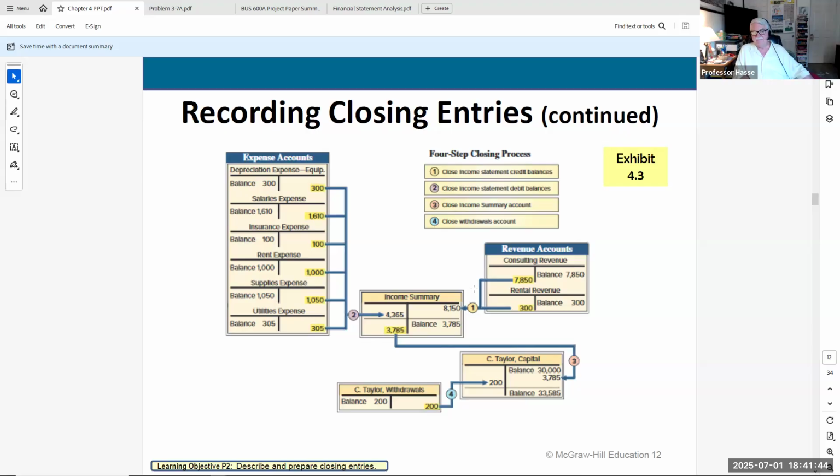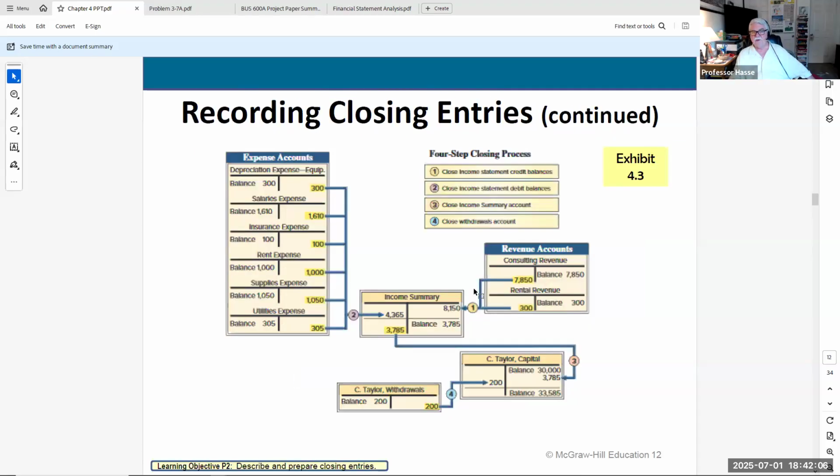Oh, okay. What's going to be our dividends or withdrawals in 2025? We wouldn't be able to know that unless we close these accounts in 2024. That's why we do it. So this is huge for any efficiently managed company.